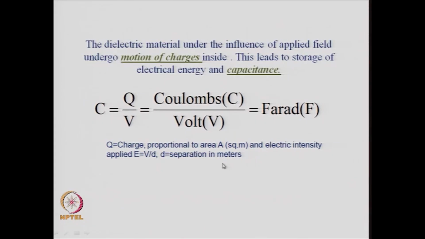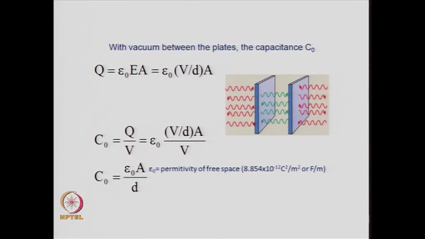So, you can calculate the capacitance in farads by knowing the charge and the potential that you have applied. Suppose you have two plates separated by a distance d, where small d is the distance between the two plates, and you apply a potential V, and the cross-sectional area of this material is A.